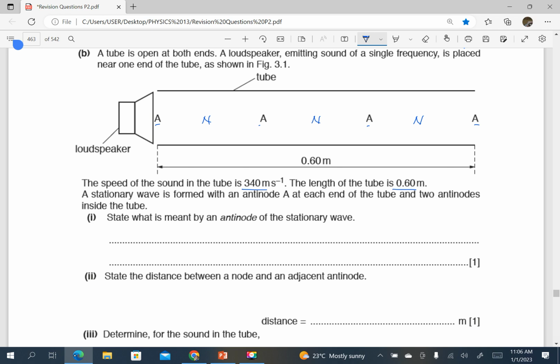Remember, at every antinode, particles vibrate with the maximum displacement. So I'll draw something like this. At every antinode, particles vibrate with the maximum amplitude. You can even see in the diagram. A stationary wave is formed with an antinode at each end of the tube and two antinodes inside the tube. State what is meant by an antinode of the stationary wave. Remember, we said an antinode is a position. It is not a particle. It is a position where particles vibrate with the maximum amplitude.